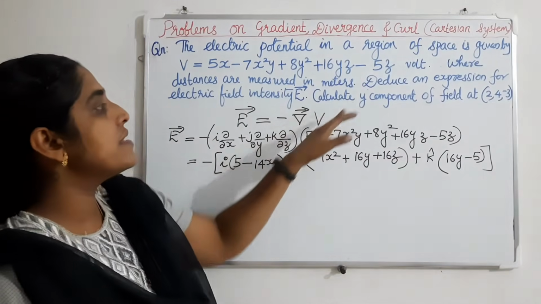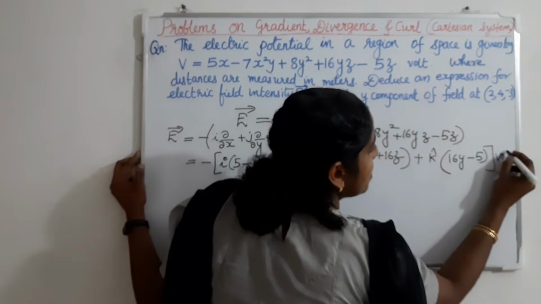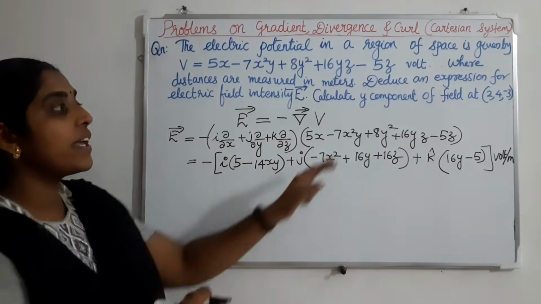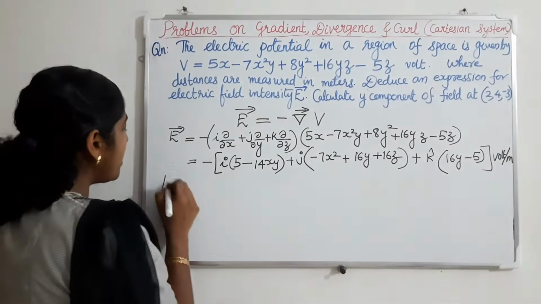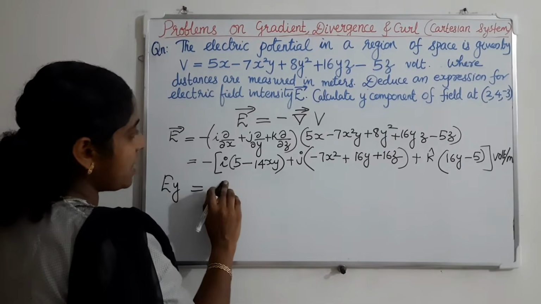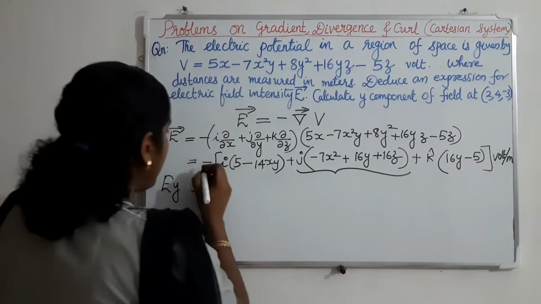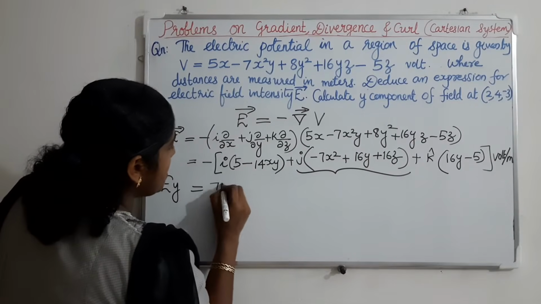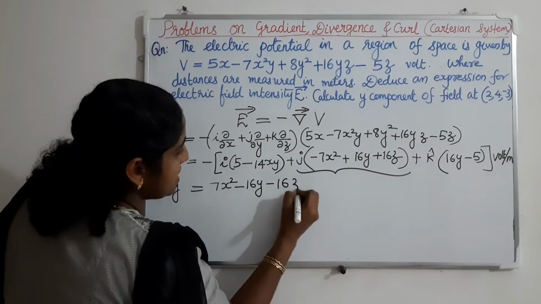The potential is given in volt, so the unit of electric field will be volt per meter. Now we have to find the y component of this field at (2, 4, -3). What will be the y component from this expression? Y component means the component of j. So minus is outside, that is minus of this component, that is 7x square minus 16y minus 16z.